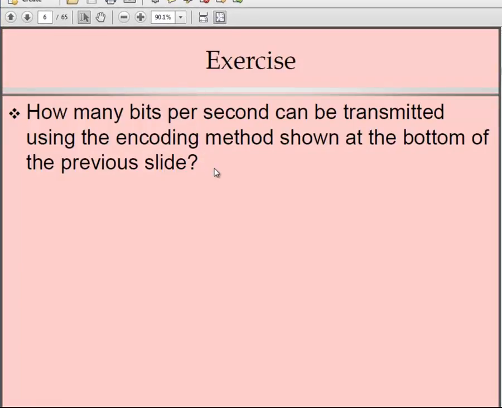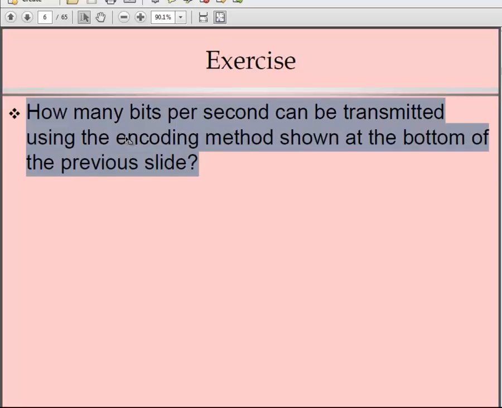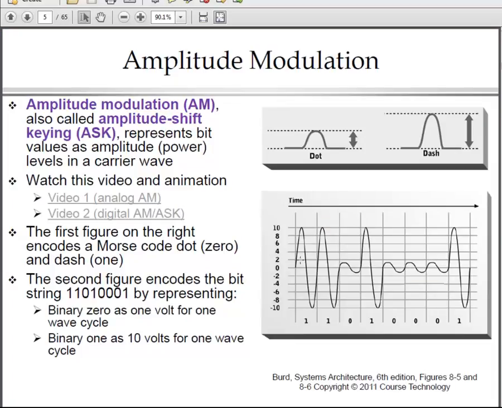Quick question. How many bits per second can be transmitted using the encoding method we just went through on this last slide? This one right here. How many bits per second? Well, there's a 1 bit, a 1 bit, a 0, a 1, a 0, a 0, a 0, a 1. We've got time here, but we don't have units of time. So how long is this 1 bit?